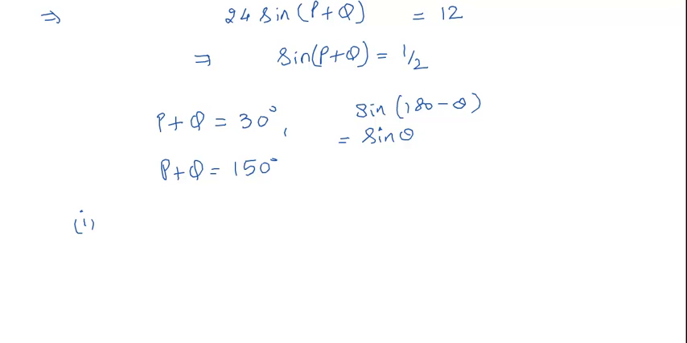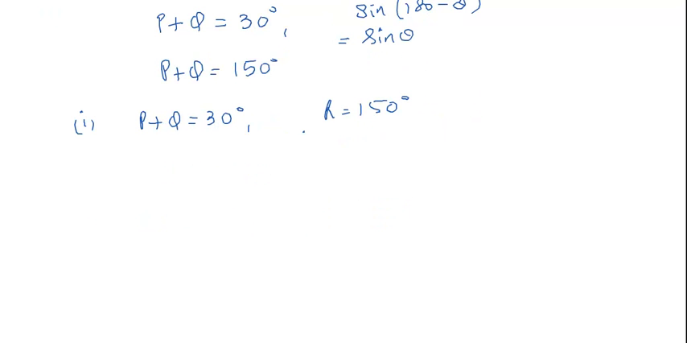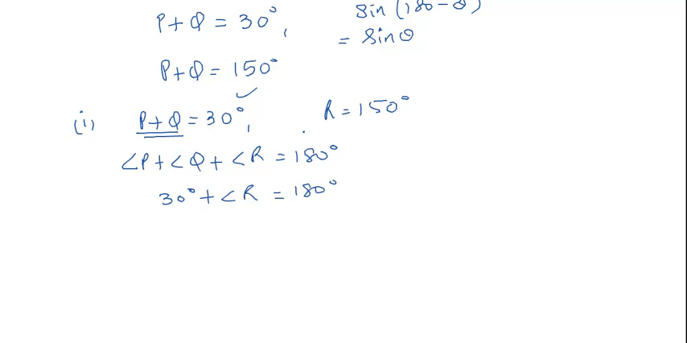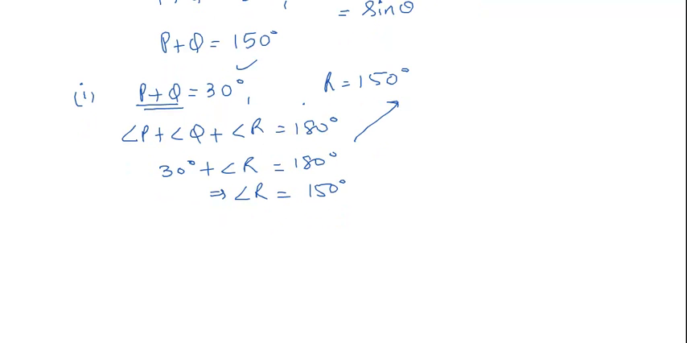So if we take the first case, that is P plus Q equal to 30 degree, in that case R will be equal to 150 degree, because we know that in the triangle PQR, angle P plus angle Q plus angle R equals 180 degree. Now P plus Q is equal to 30 degree, so 30 degree plus angle R turns out to be 180 degree. That will give angle R equal to 150 degree. That's why we have written over here.